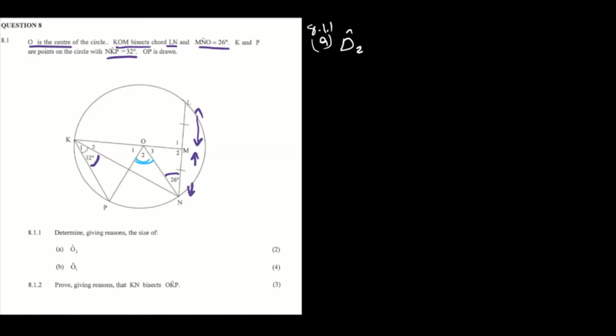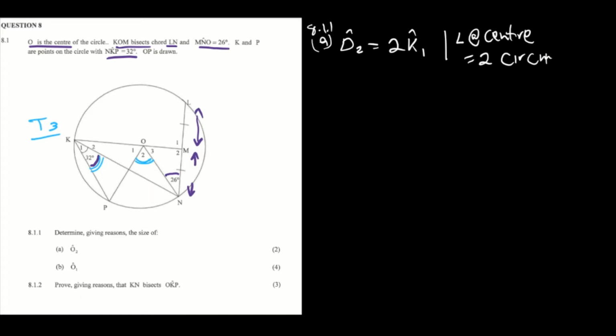If we take a look, this angle here is equal to twice this angle there. Remember theorem 3, right? Yes. So that's what you do. You're going to say angle O2 is equal to twice angle K1. The reason is angle at center is equal to twice angle at circumference, right? So angle at center is equal to twice the angle at the circumference.